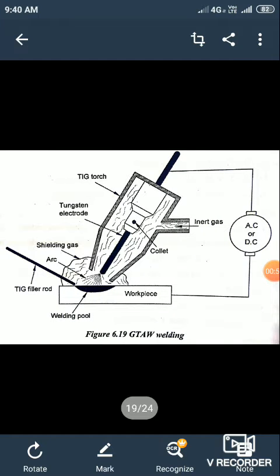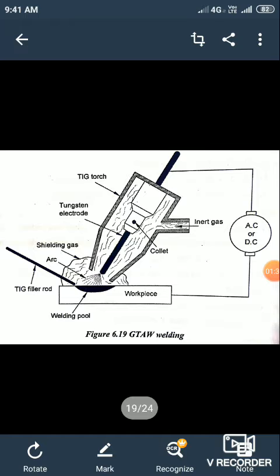The electric arc is produced between a non-consumable tungsten electrode and the workpiece. So we can see that a tungsten electrode is there inside a tungsten inert gas torch. Next, an inert gas, it may be hydrogen, helium, argon, nitrogen, carbon dioxide. It may be anything. Any of these can be used as inert gas, and inert gas is used for shielding purpose.